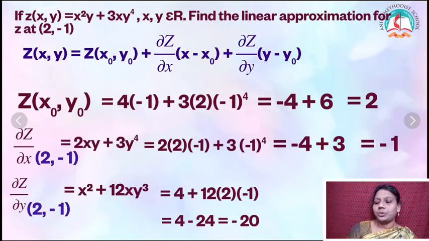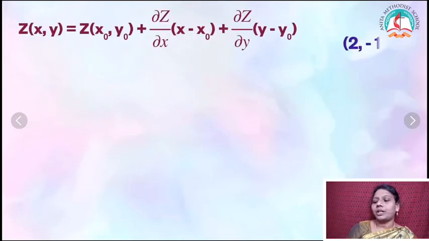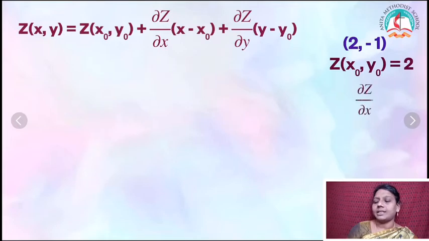Now what am I going to do? I am going to substitute all these values in the given formula. Okay, let's substitute those values. What are all the known things? I know a point and I know the value of z at x naught comma y naught, that is equal to 2, and dou z by dou x at the point and dou z by dou y at the point.